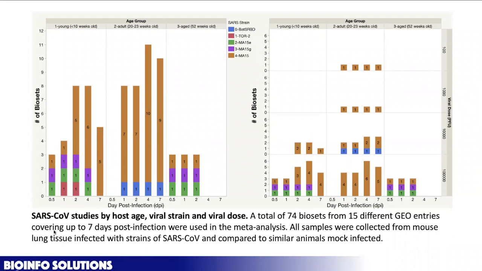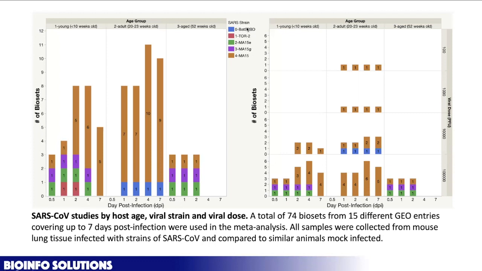Here, what we've done is I've got day post-infection on the x-axis. So these are the days after the mice were initially infected. We have it based on different age groups. And I'm sure many of you have heard that the older you are, the more susceptible you are to the SARS coronavirus. So I think it's very nice that we have this information. We can compare young versus old. But again, this is giving you the number of biosets in each particular time point and age group. And then we've also stacked this based on the type of strain we used.